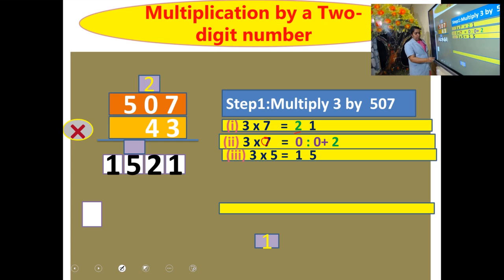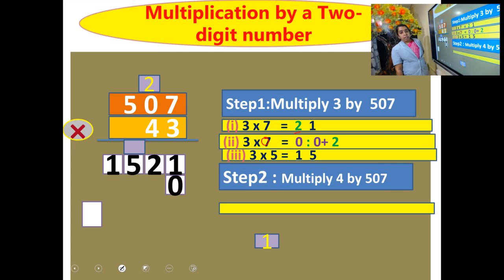Then we have to start with the second step. What will be the second step? Yes, second step is multiply 4 by all the digits in the 507. Before doing the second step, we have to write 0 in the ones place. Is it clear? Why? Because 4 is in the tens place, there is nothing to write in the ones place. So we are writing 0 in the ones place.